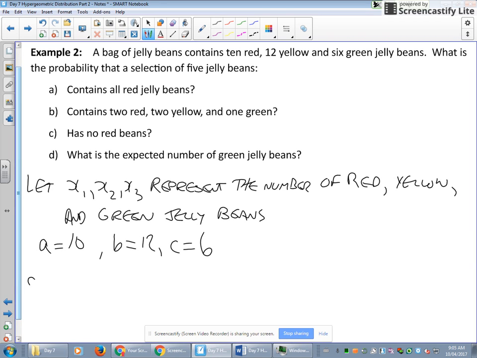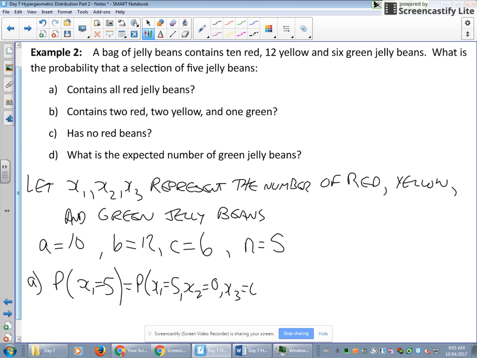So in this case, question A is asking for the probability that all are red, that x1 equals 5. In this particular case, we're drawing a total of 5 jelly beans, so our n represents 5. So we can write this as the probability of x1 equal to 5, or if we wanted to, we could also write this as the probability of x1 equal to 5, x2 equal to 0, x3 equal to 0. Either one of those would be fine.